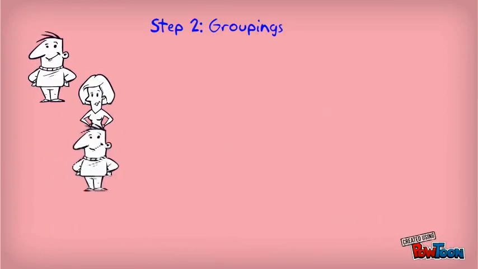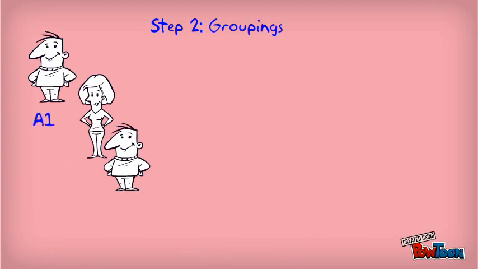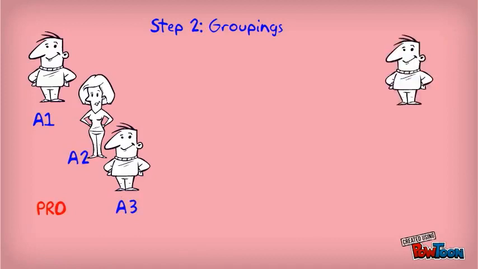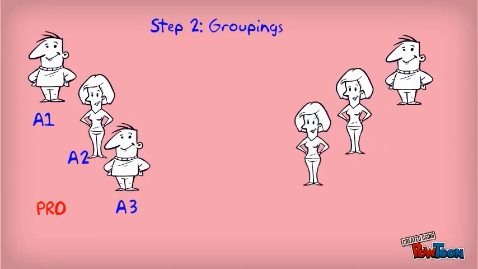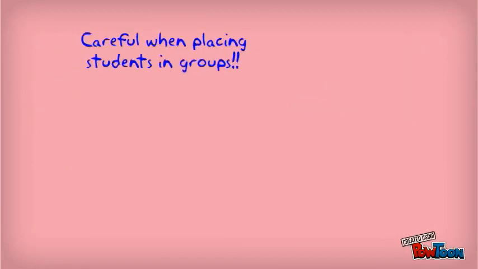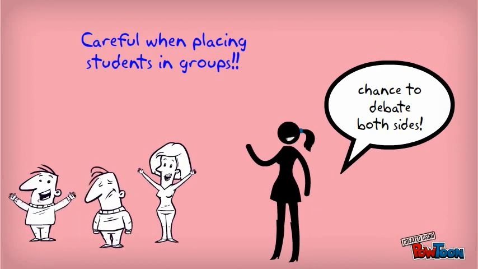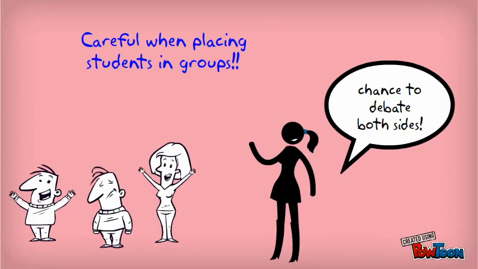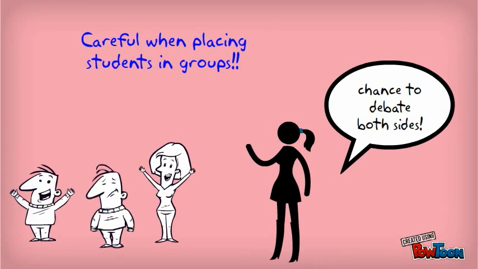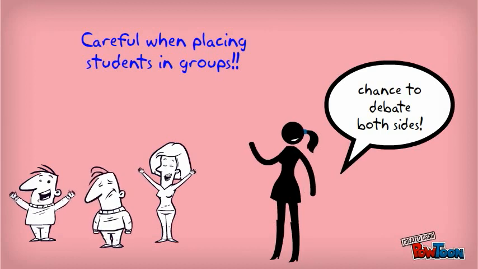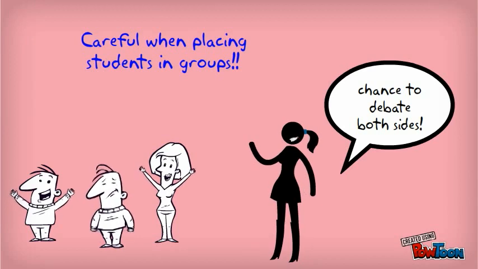The second step in academic controversy is grouping. Students should be placed in groups of 4 to 6 people, which is then split into 2 teams, Team A and B, with the A's being pro and the B's being con. You must be careful when you are placing students in groups, especially if your class has not had a lot of experience working in groups. You should make it clear to your students that it does not matter which side you are on, as everyone will be switching sides and debating the other perspective.